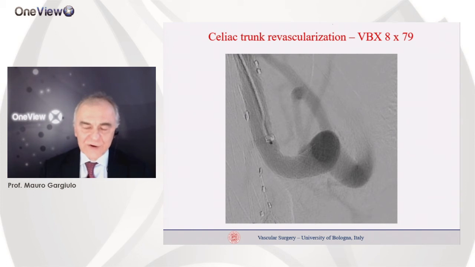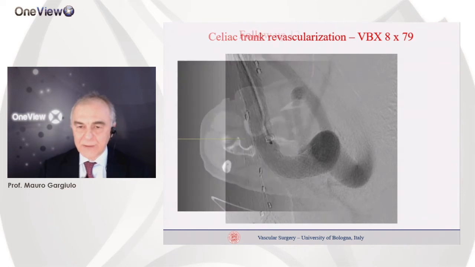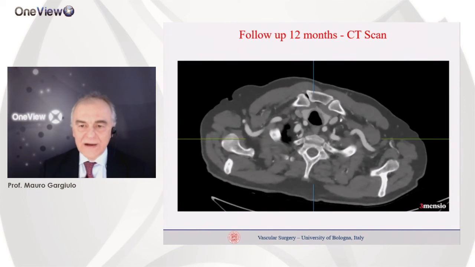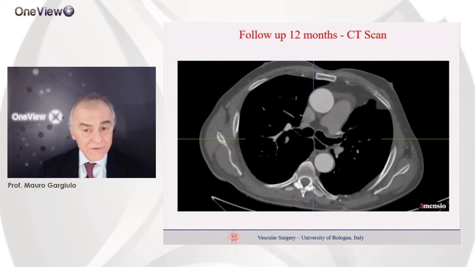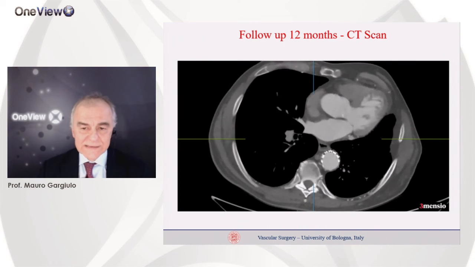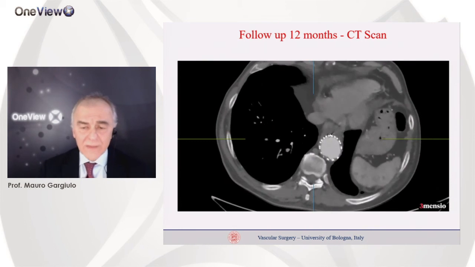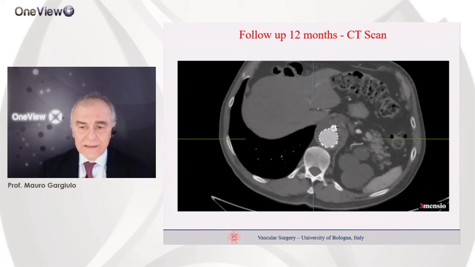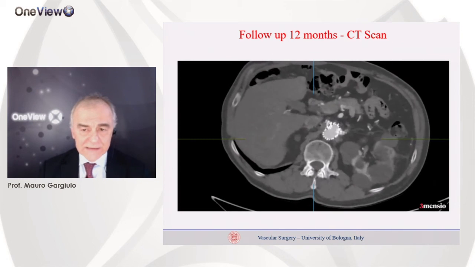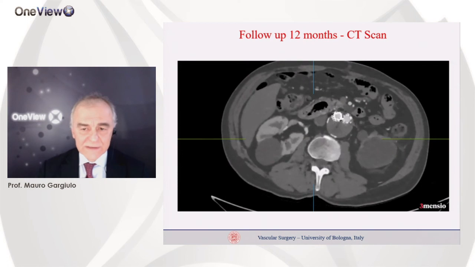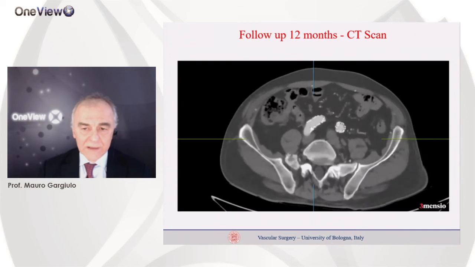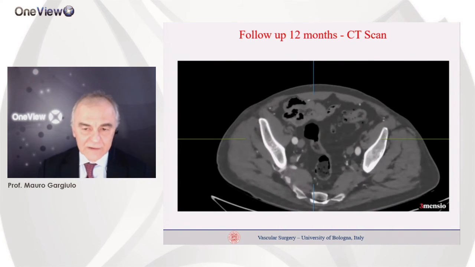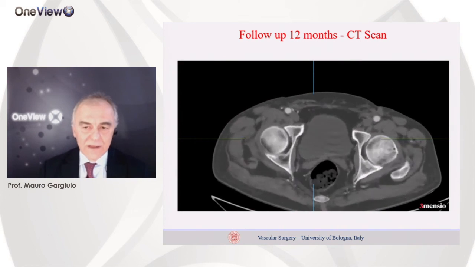And this was the final result, the final angio with the revascularization of the hepatic and splenic artery. This was the CT after 1 year of follow-up. You can see in these patients that there was an exclusion of the aneurysm, patency of the celiac trunk, SMA, and visceral vessels, renal arteries, and distally you have this type 2 endoleak that was present in the preoperative evaluation of these patients.